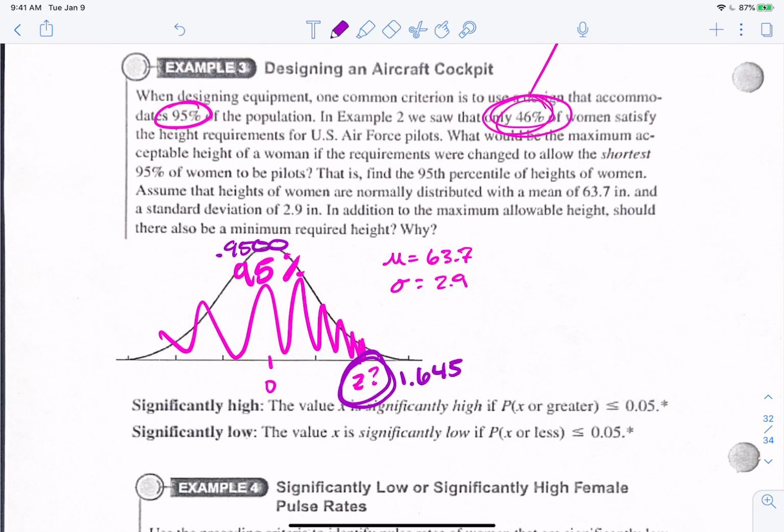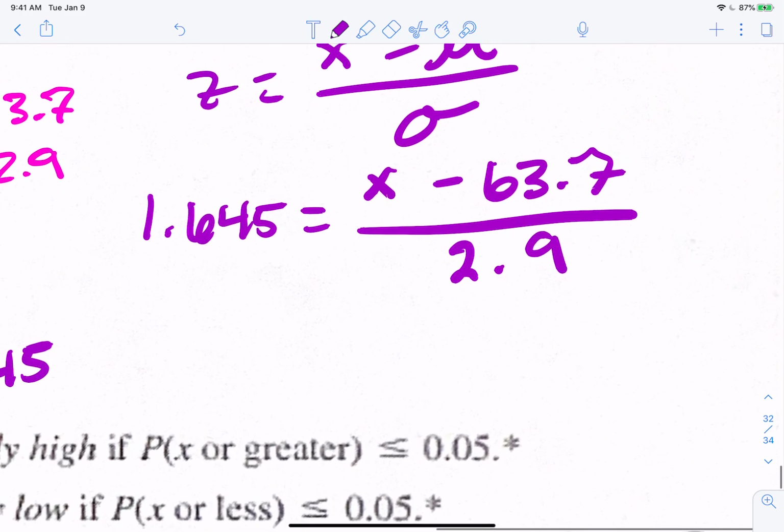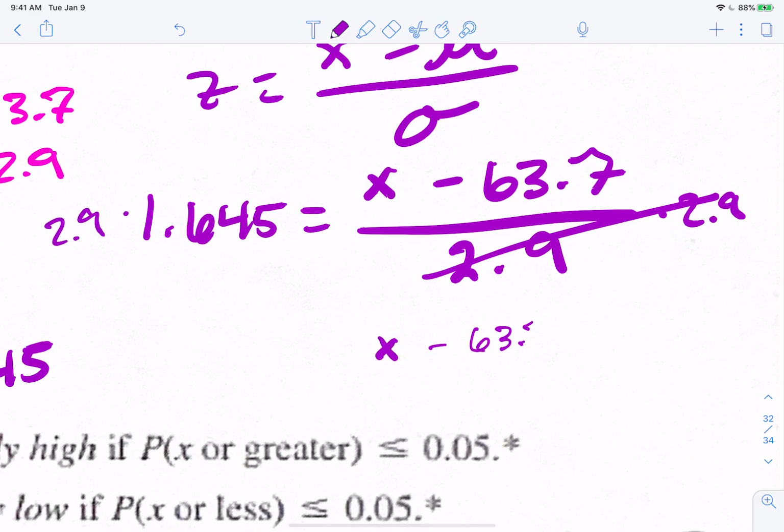I want to know what is the height for 1.645 now. So you can do z equals x minus mu divided by standard deviation. Z is 1.645 equals x, which is what I'm solving for, minus 63.7, over the standard deviation, which is 2.9. Okay? Multiply by 2.9 to get it across. All right. X minus 63.7 equals that thing.